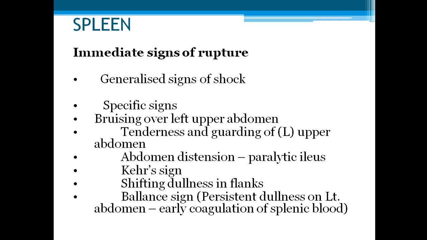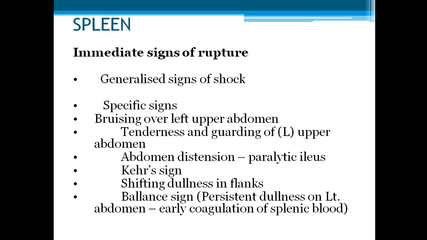And depending on the grade of splenic injury, you may have generalized signs of shock, hemorrhagic shock. Some specific signs include bruising of the left upper abdomen, tenderness and guarding of the left upper abdomen, distension with paralytic ileus, pain referring to the left shoulder tip, called the Kehr sign, which is due to the irritation of the left diaphragm.